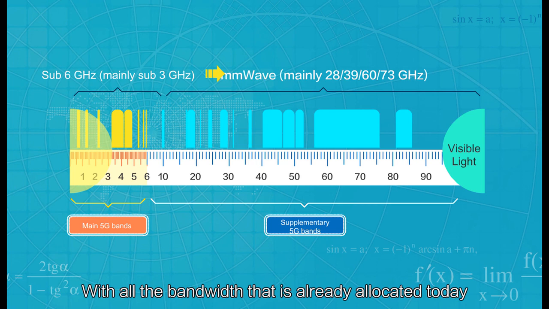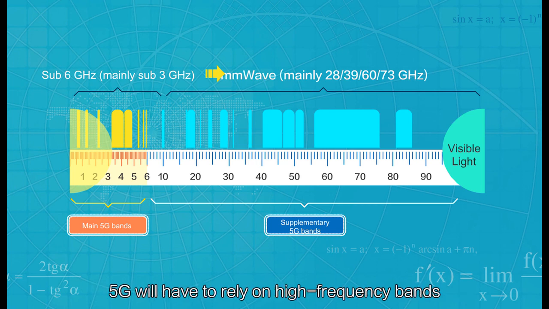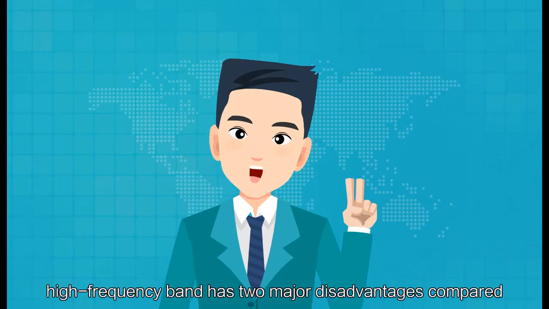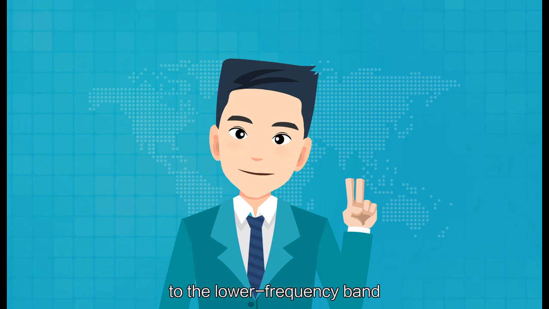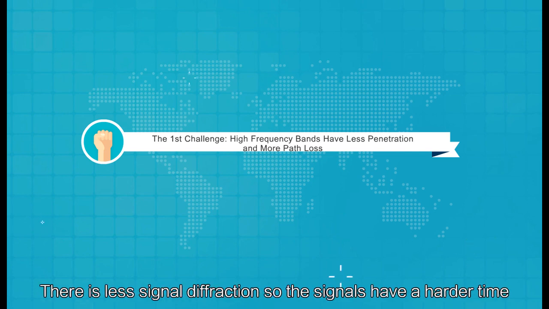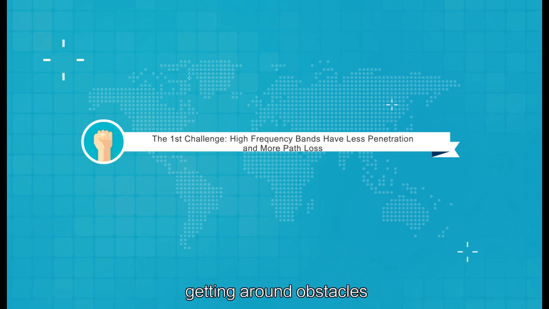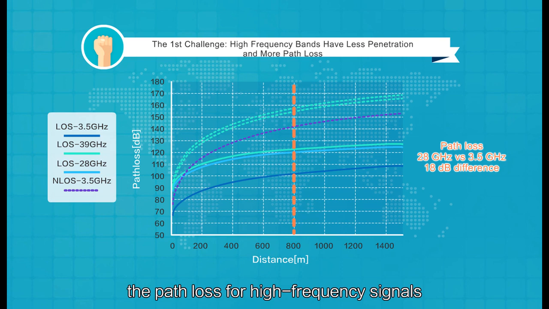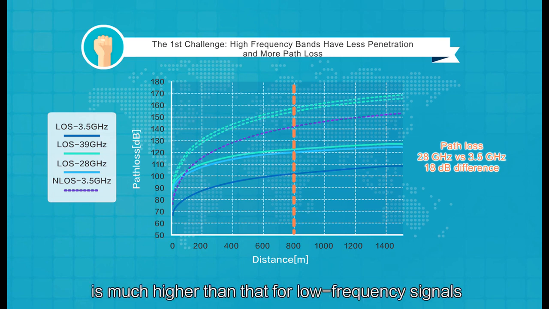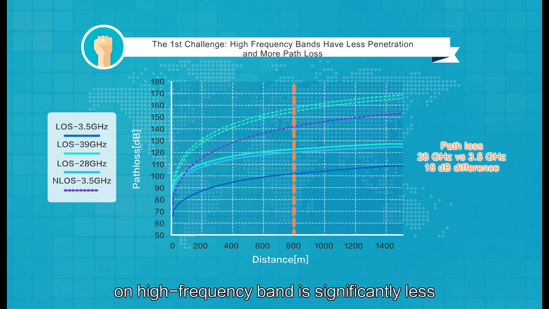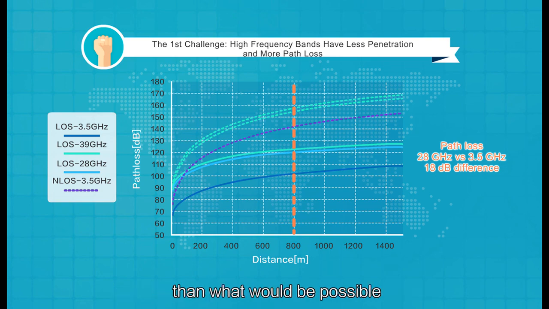With all the bandwidth that is already allocated today, 5G will have to rely on high-frequency bands. However, high-frequency band has two major disadvantages compared to the lower-frequency band. The first disadvantage is that there is more path loss. There is less signal diffraction, so the signals have a harder time getting around obstacles. For any given transmission distance, the path loss for high-frequency signals is much higher than that for low-frequency signals. This means that the area that can be covered by a cell operating on high-frequency band is significantly less than what would be possible when working on a lower-frequency band.